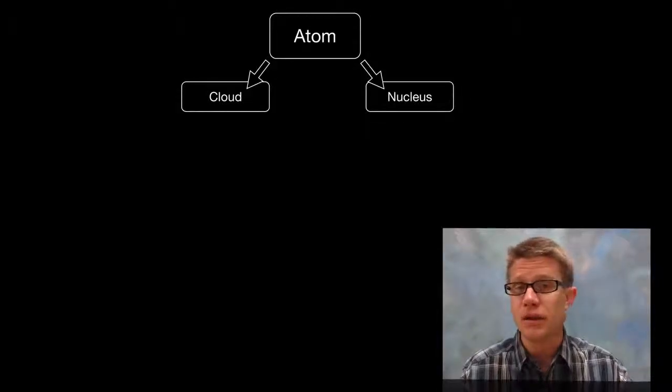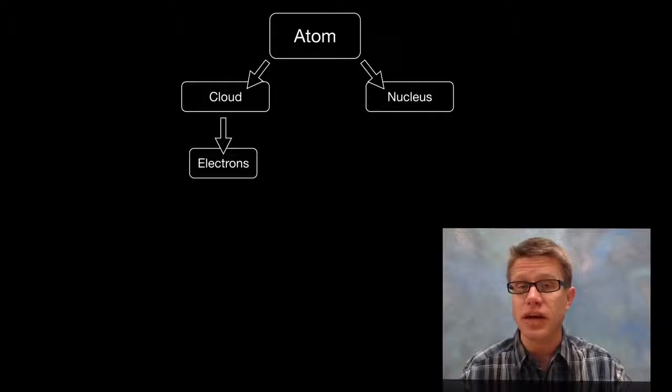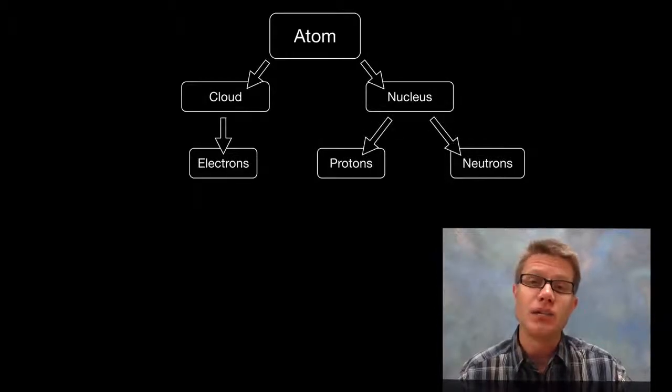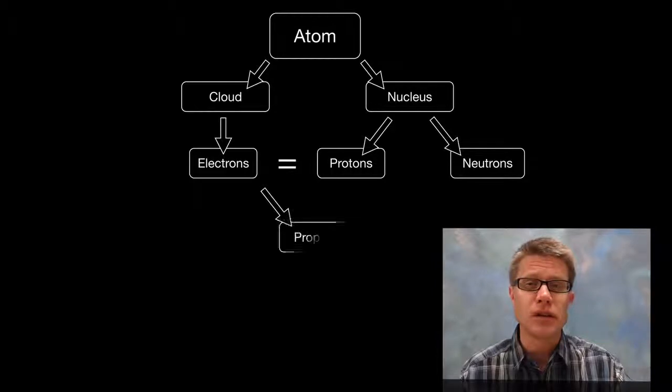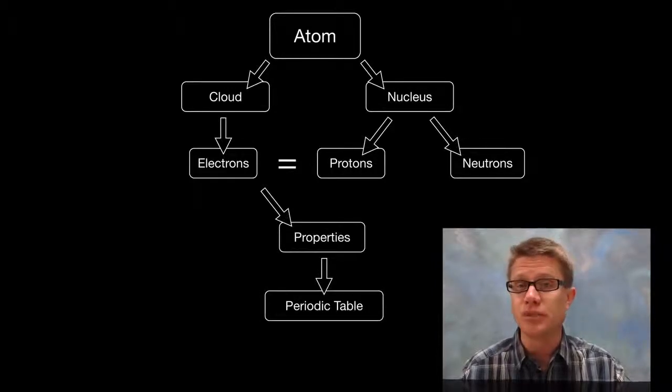So we now had the cloud that had the electrons in it, and then the nucleus. And so we found these negative electrons in the cloud, and then protons and neutrons were found in the nucleus. And in a neutral atom, the number of protons and electrons are going to be equal. And the electrons tell us a lot about the properties of that atom. In fact, the whole periodic table is built on the electrons, especially the electrons we have in these outer levels.